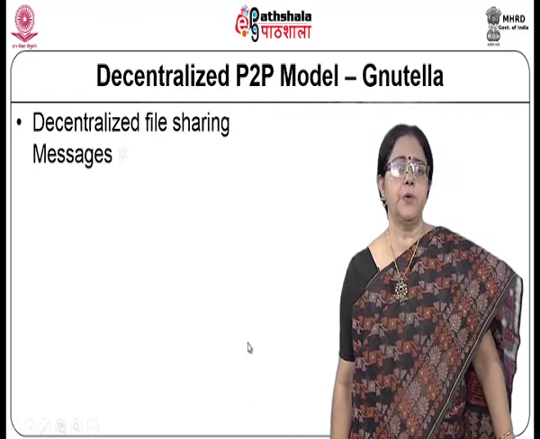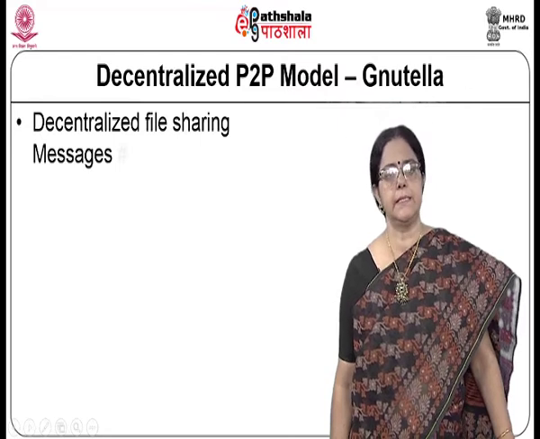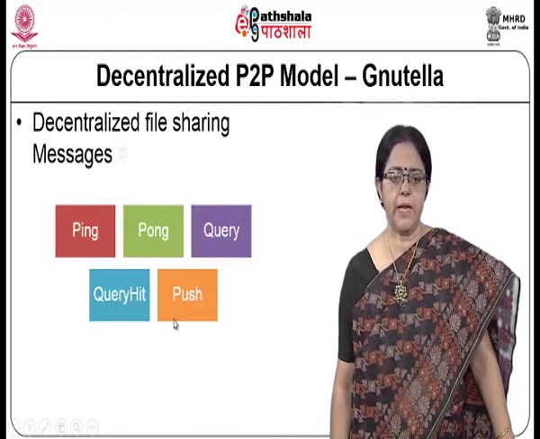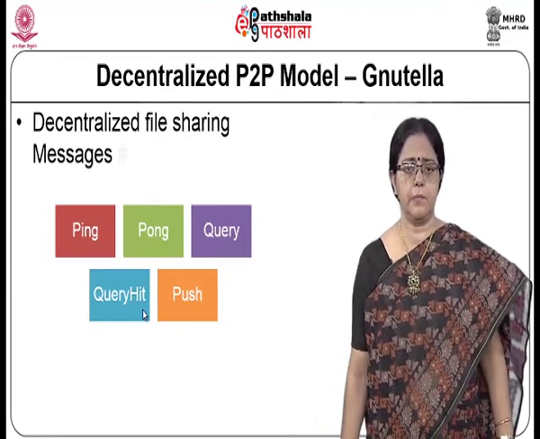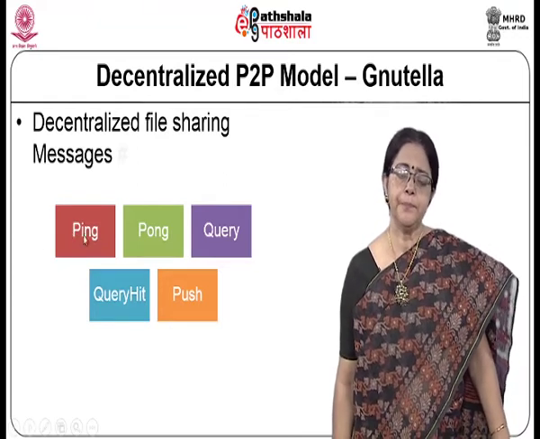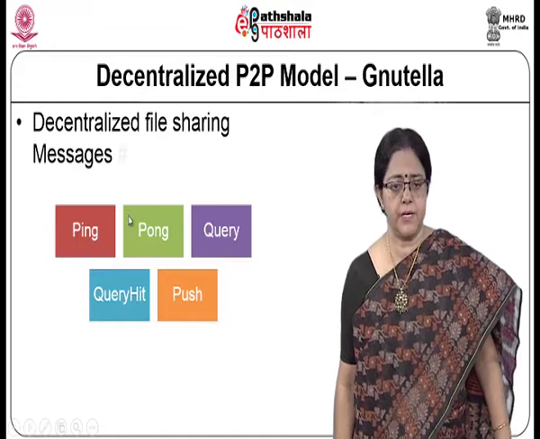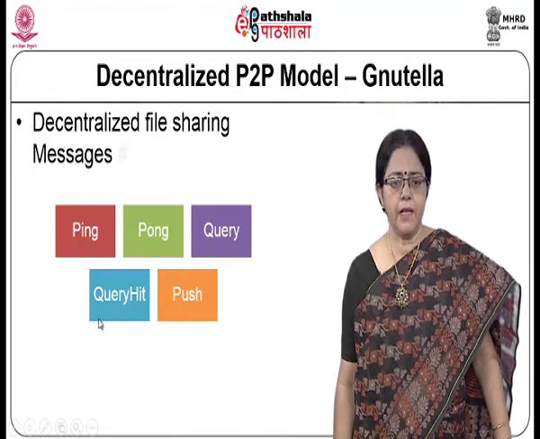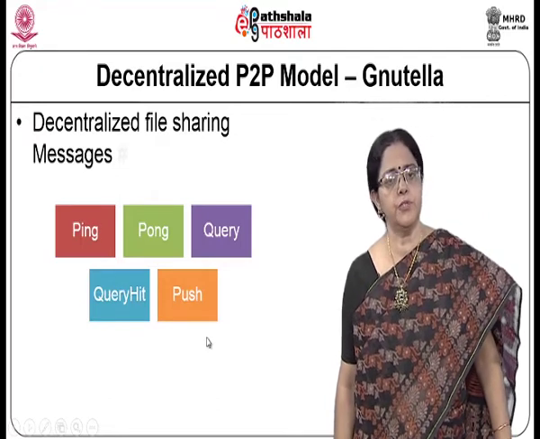To do away with this problem, the next method, which is the Gnutella method, a decentralized P2P, has been devised. So, this is a decentralized file sharing. These are the commands that the Gnutella peers will use. Ping is used for what normally ping is used for, to say that I am available. Pong is to decide whether some node is available or not. Query is to say that I need something. Query hit is to tell that I have what you need, and push is to push the data.